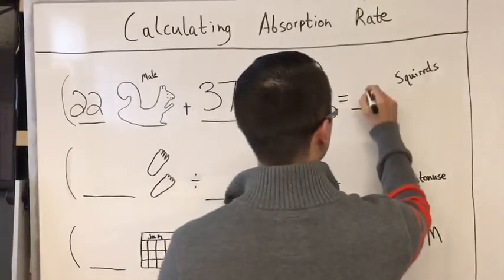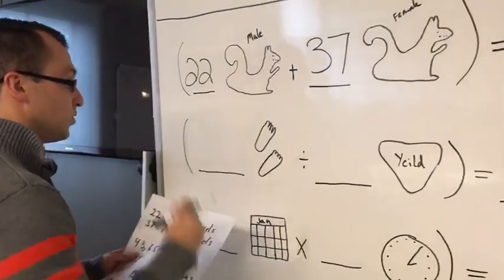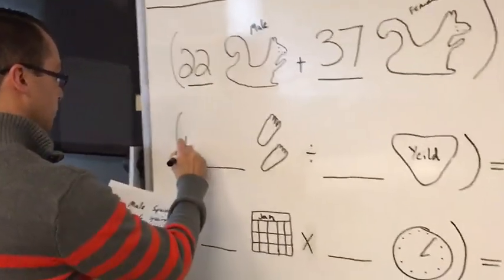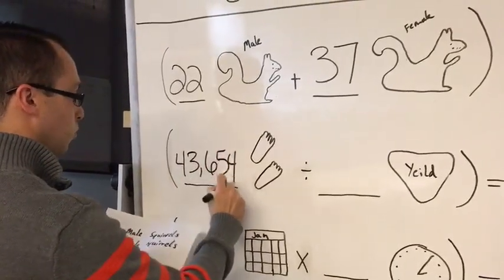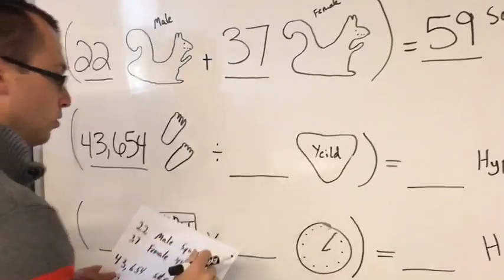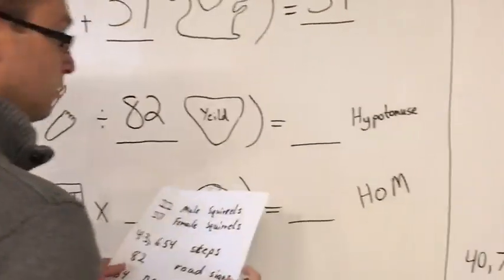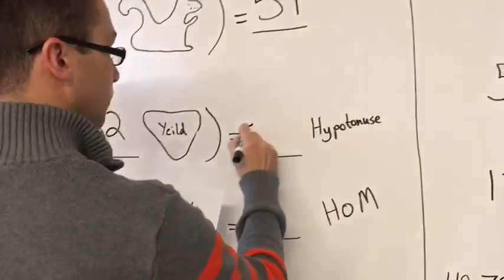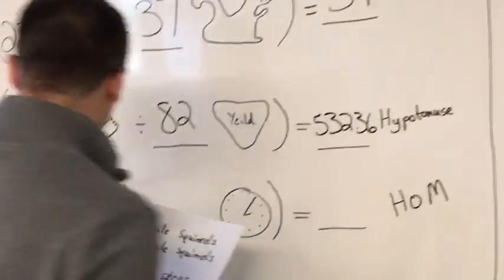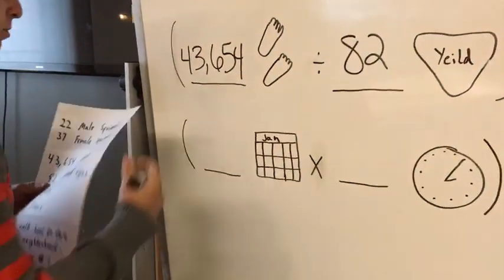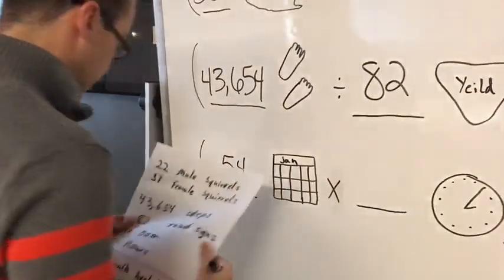So in our neighborhood here, we actually had 22 male squirrels plus 37 female squirrels, which comes to a total of 59 squirrels in our neighborhood. And so next we have the number of steps here. The number of steps was 43,654. Now you're going to divide that by the number of road signs, which we had 82 road signs here in the neighborhood, and that gives us a hypotenuse of 532.36.